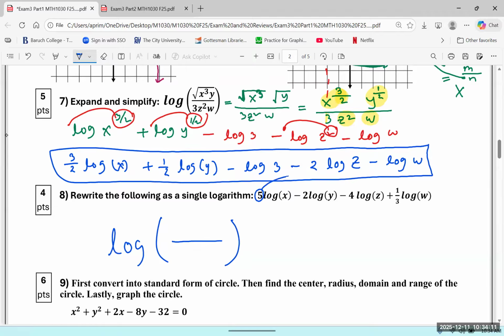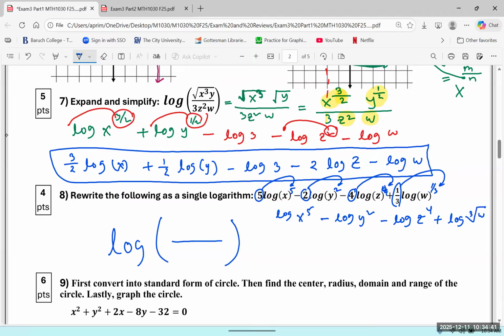So this coefficient will go here as a 5th power. This coefficient will go here as a 2 power. This coefficient here will go here as a 4 power. And then you have 1/3, which will go here as a power. So basically we have log x to the 5 minus log y squared minus log z to the 4 and then plus log cube root of w. This is what we have.